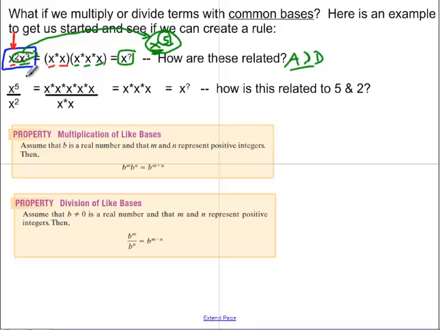Same thing kind of holds true for x to the 5th power divided by x squared.